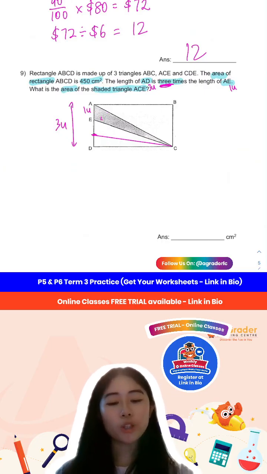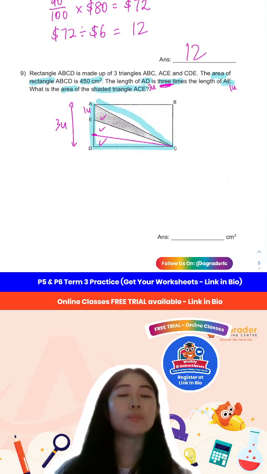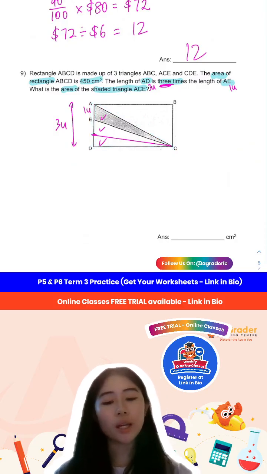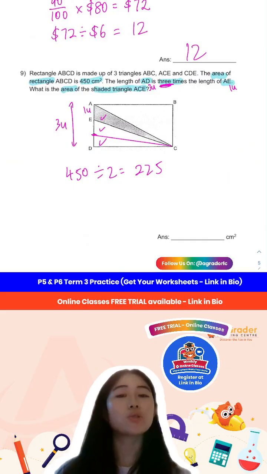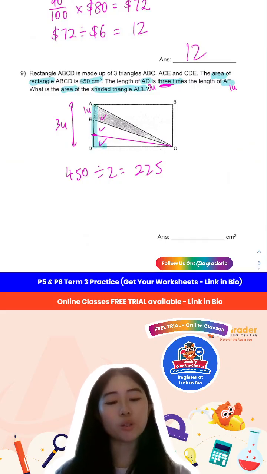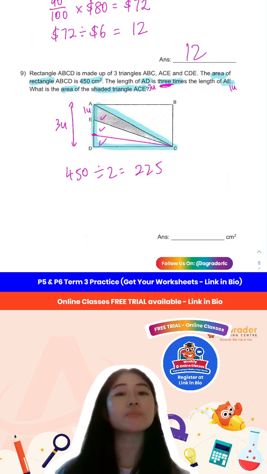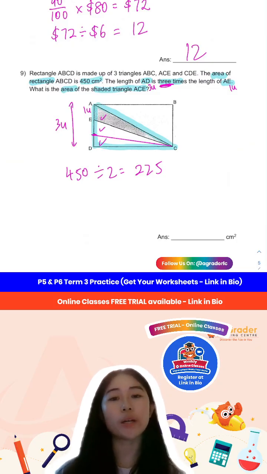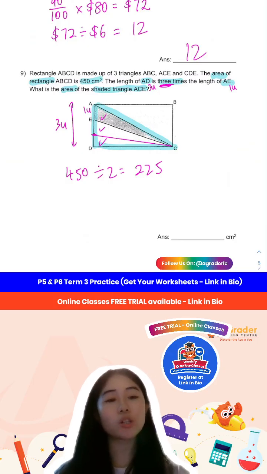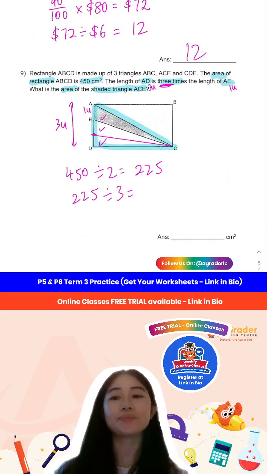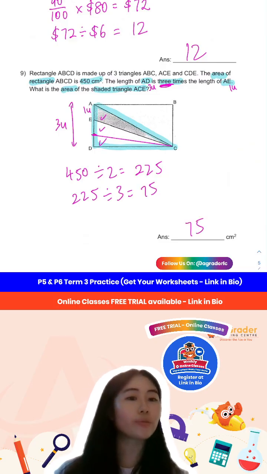These 3 triangles that I just ticked actually take up half of this rectangle. So if you take the area of the rectangle, divide by 2, you get 225. So 225 is for 3 of these triangles. And since these 3 triangles have the same area, you can just further divide by 3 to get each triangle. That's how you get the answer 75. Quite a few of you got 75, that is correct.